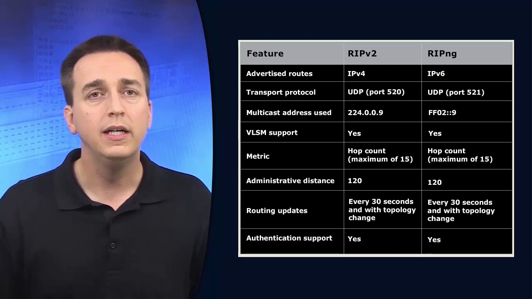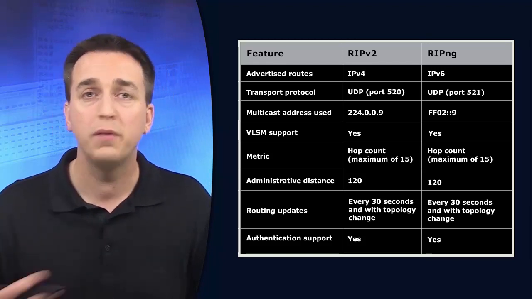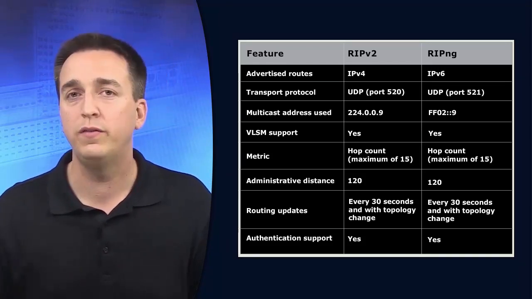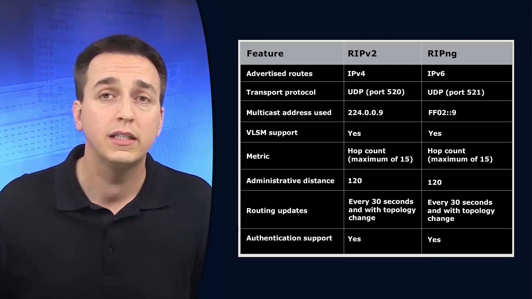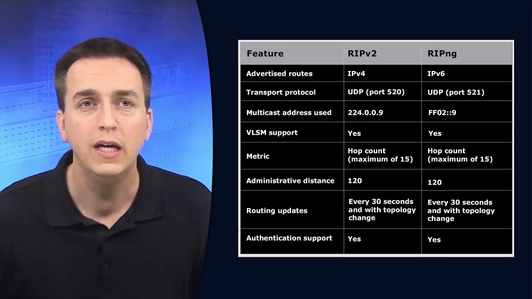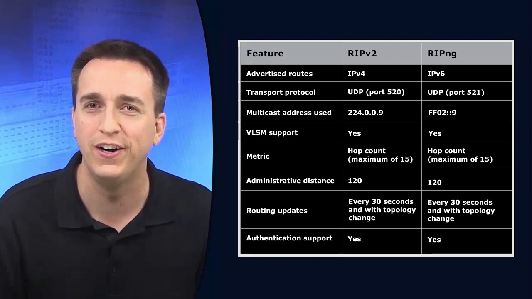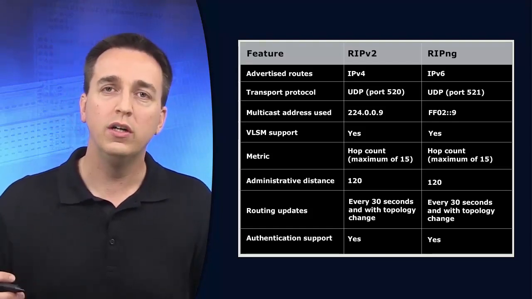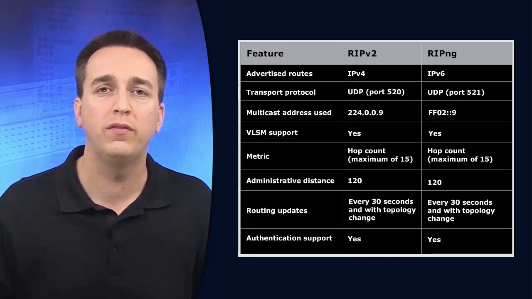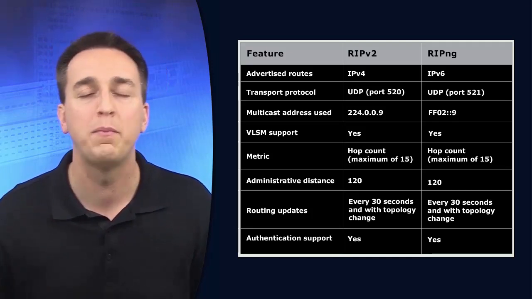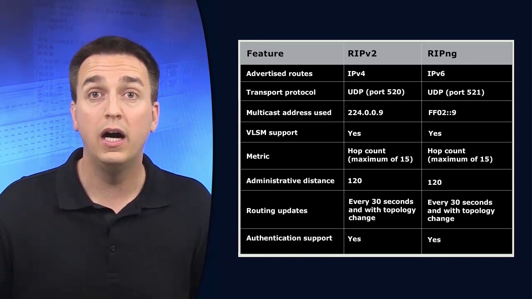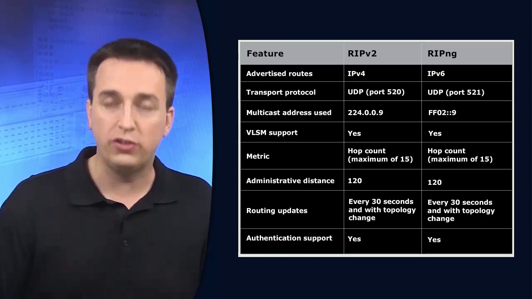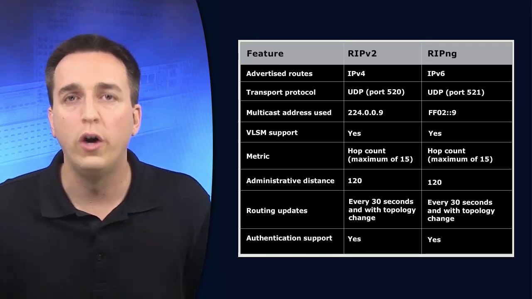The metric is based on hop count, and there's still a maximum number of hops, and that is 15. So just because it's IPv6 and it's supposed to be better than IPv4 doesn't mean the routing protocol, such as RIPng, is any better than its predecessor. We're still maxed out at 15 hops, and if the destination network is 16 or more hops away, it is classified as being unreachable. Administrative distance, still the same, 120.